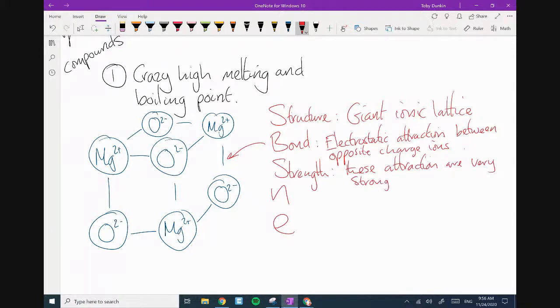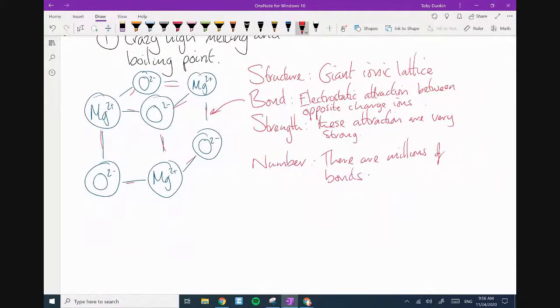This is the same process you run on any melting point question. This one is included: the number of bonds. There are millions of bonds, and that is shown by the diagram because there are millions of them in this structure. It's endless, and therefore lots of energy is needed to break them.